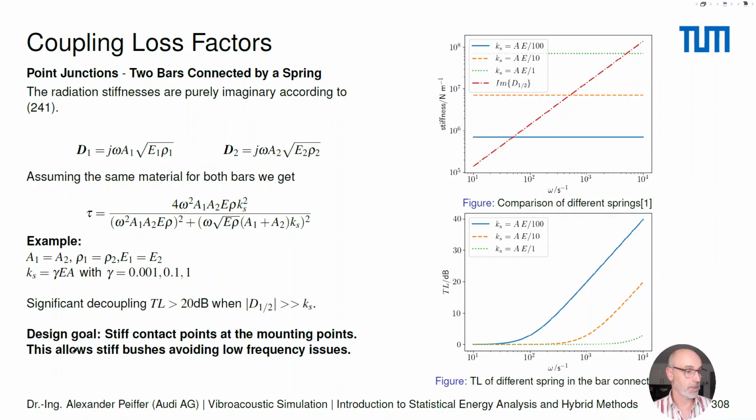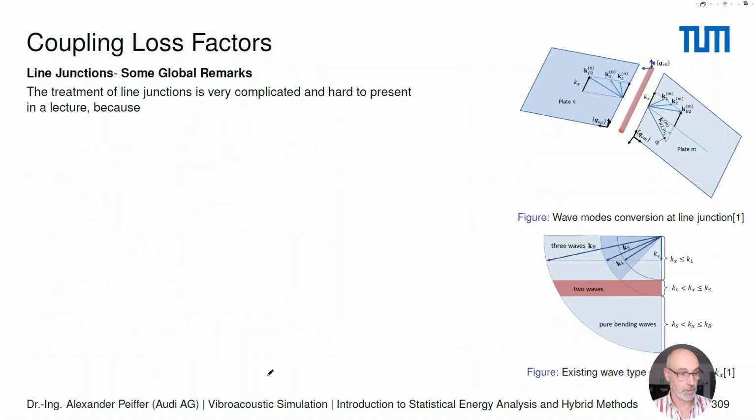So, as mentioned, you get a significant decoupling when the connection stiffness is much higher than the stiffness of your connecting spring. So stiff contact points have to be selected at the mounting, and these stiff contact points allow quite stiff bushings because it's always a ratio between the mounting point and the bushing. Okay, good. So far for the simple example of one-dimensional junctions.